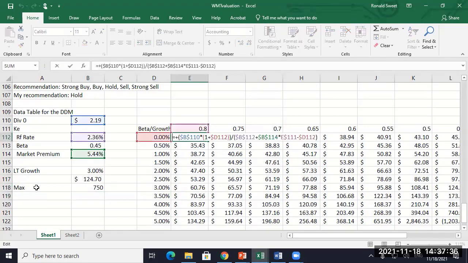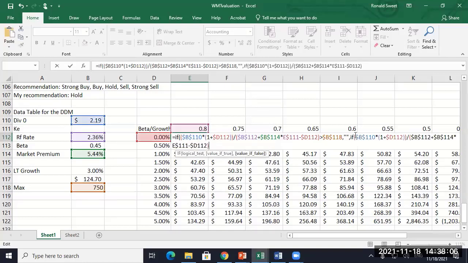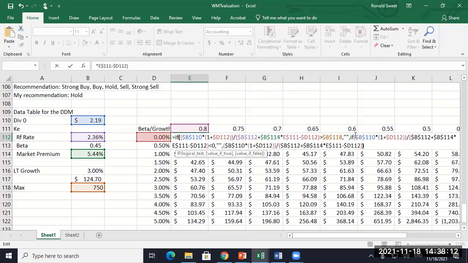So we're going to say if that is greater than 750, don't give me anything, comma, if all of that is less than 0, give me nothing. Otherwise, give me all of that. Does that make sense? I don't want it to show me $8,000. I don't want to show any negative numbers.